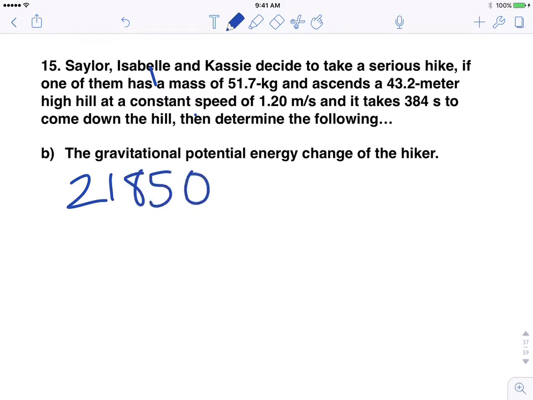21,850. Well, I said 51, huh? The only reason why I'm saying 51 is because I did the math and I got 21,850.5. So I'm just rounding it to 51. Again, we got this value because we subtracted the 2.